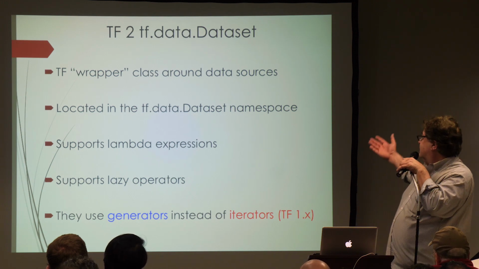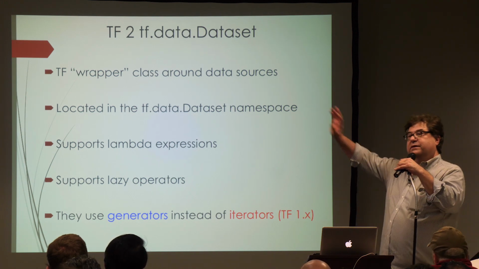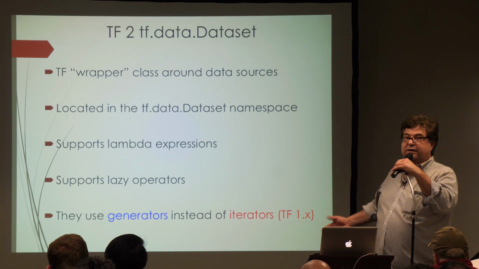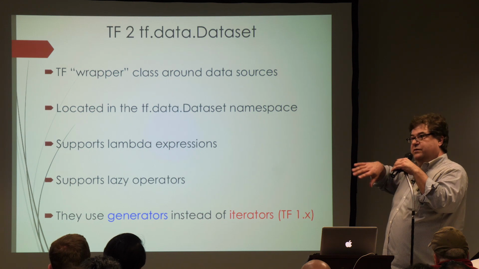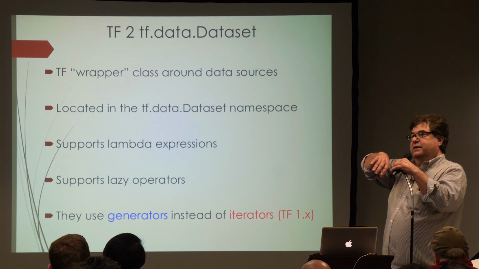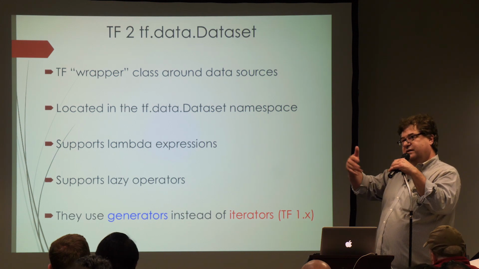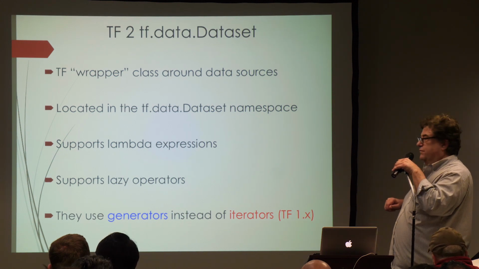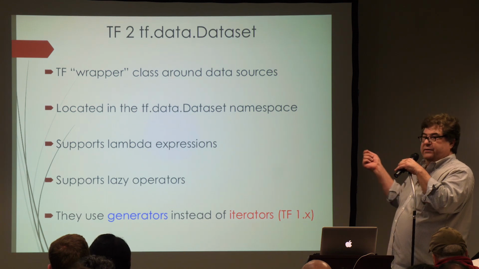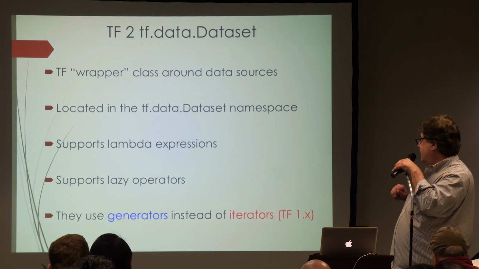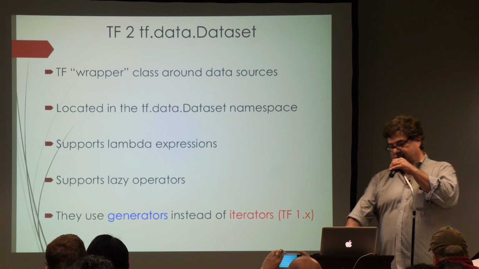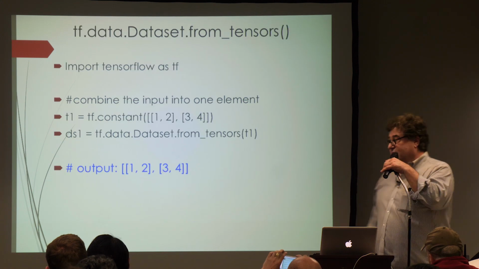tf.data.Dataset acts as a wrapper around data sources. They could be from NumPy arrays, they can be just about anything actually. You can get it from a CSV file. So it's a nice abstraction that using that, you don't have to deal with some of the idiosyncrasies of the data source. And so lazy operators, as I mentioned, those are the things I just described. And then they use generators versus iterators, and I'll show you what that means.